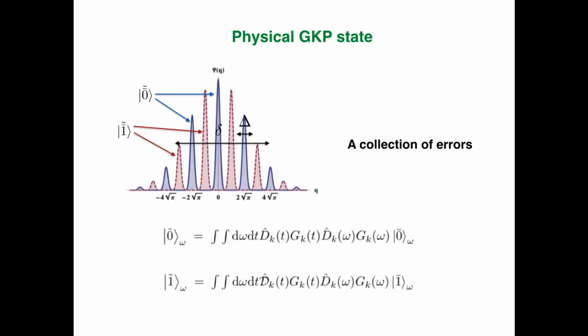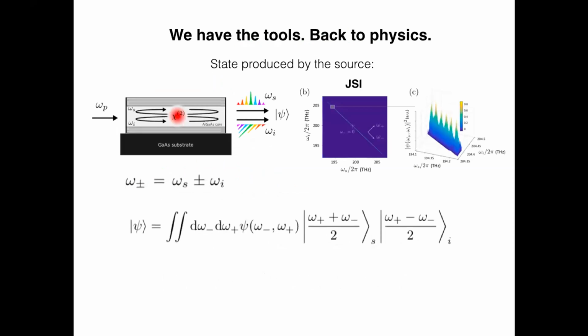And then the physical GKP states look like this. We can describe this kind of object using these operators that we just defined. Okay, let's move back to physics.